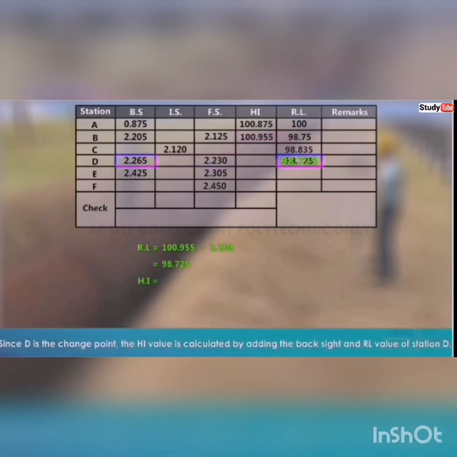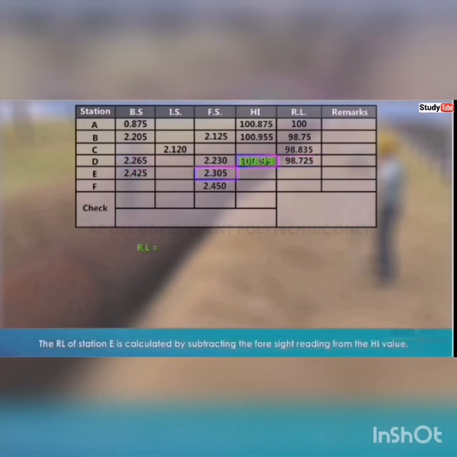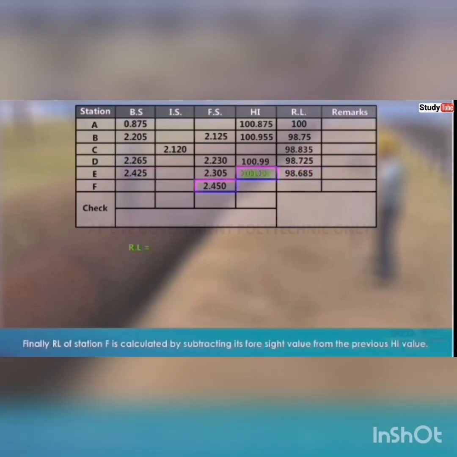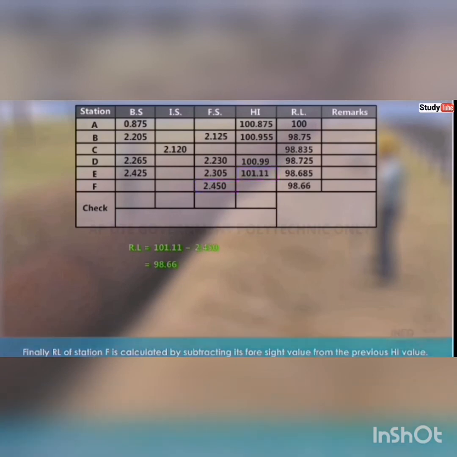Since D is the change point, the HI value is calculated by adding the backside and RL value of station D. The RL of station E is calculated by subtracting the foresight reading from the HI value. For station E, the HI value is again calculated by adding its RL and backside value. Finally, RL of station F is calculated by subtracting its foresight value from the previous HI value.